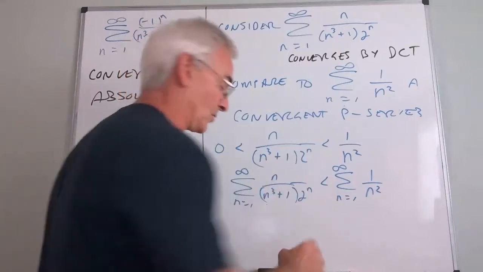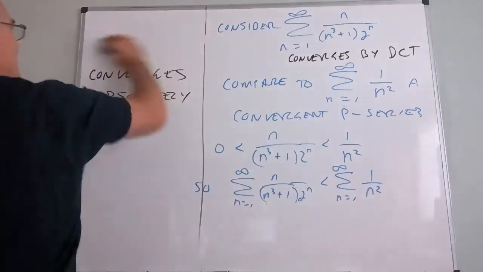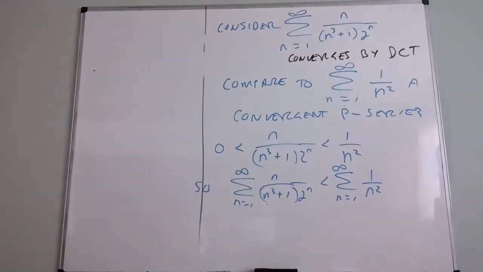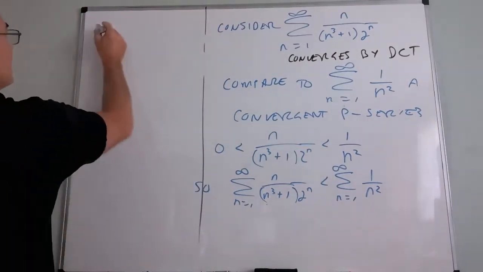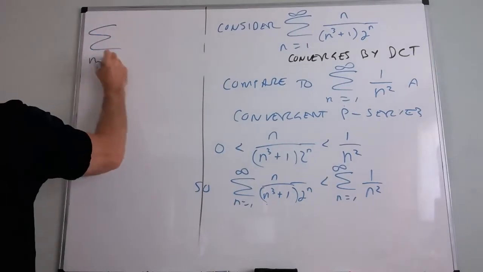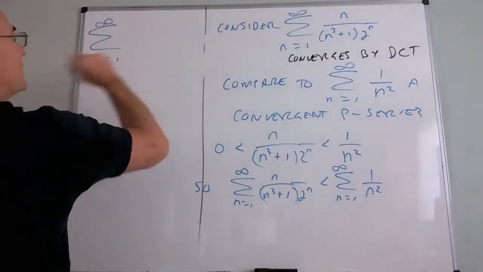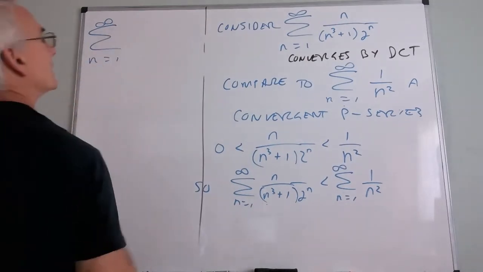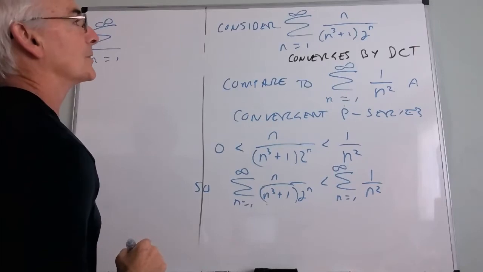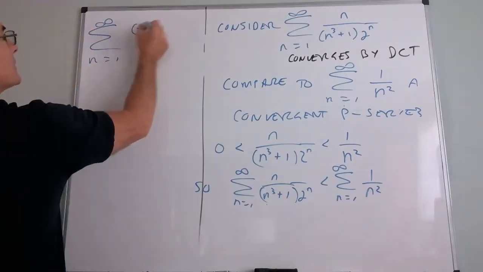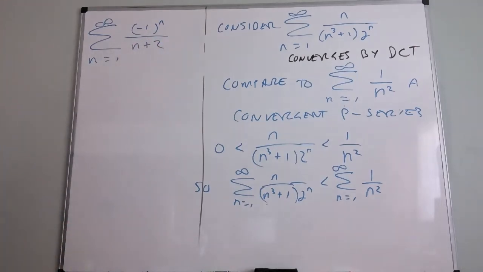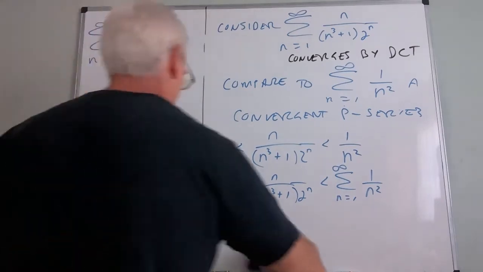Let's do one where it wasn't quite so pretty. Oh, that was kind of ugly. Okay, I admit that wasn't the easiest looking one. Let's do one. Let's say the sum from n equals 1 to infinity of, how about, let's see, not so terrible, (-1)^n over n plus 2. Now that's just not very complicated.